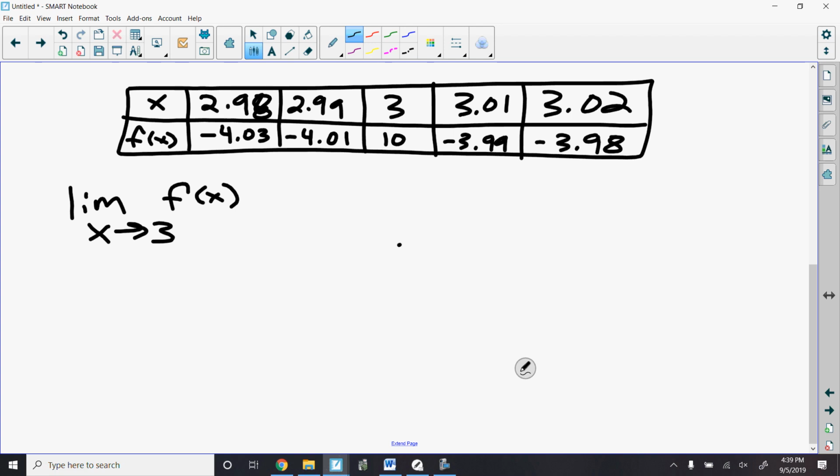Okay? The limit as x goes to 3 here is, as I get closer and closer to 3 from both sides, what f of x value, what y value do I keep getting closer and closer to? Well, it appears from the left side I'm approaching -4. It appears from the right side I'm also approaching -4. So I'm going to say that my limit as x goes to 3 of f of x equals -4. The only answer that would be 10 is, what is f of 3? f of 3 equals 10. But not the limit. The limit cares about what's happening around it.